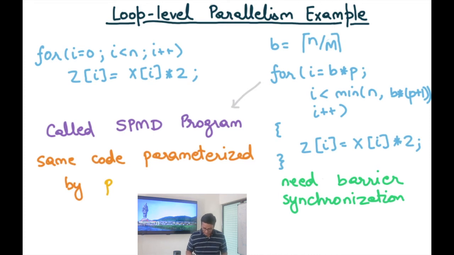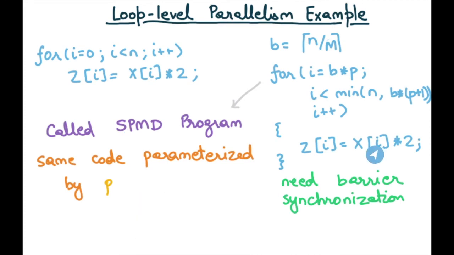Also, when we do this kind of parallelism, after all the processors are done, we need barrier synchronization. So what is barrier synchronization? After everybody is done, we wait for everybody to complete before we move on to the next part of the program. If the next part of the program depends on all the values in Z to be filled in, then I need a barrier synchronization. And recall that a barrier synchronization basically involves waiting for all the processors to finish before any of the processors moves forward.